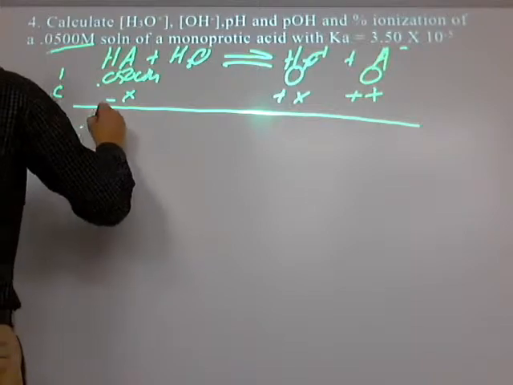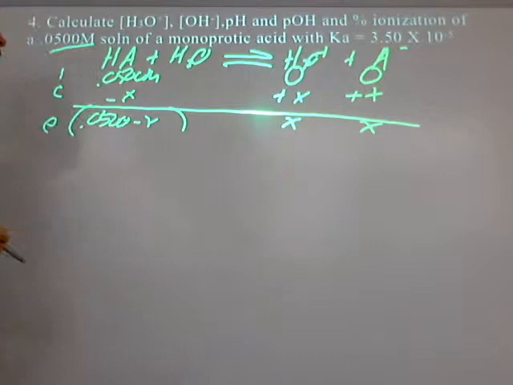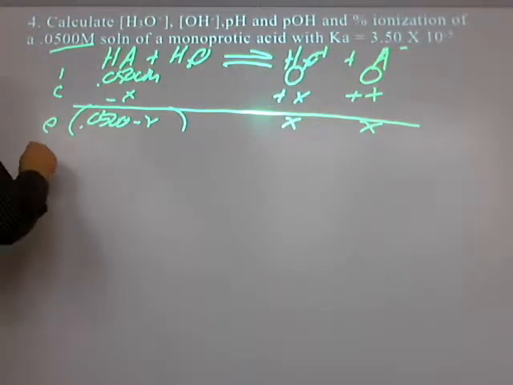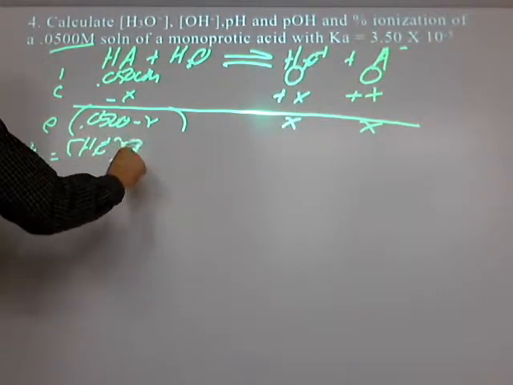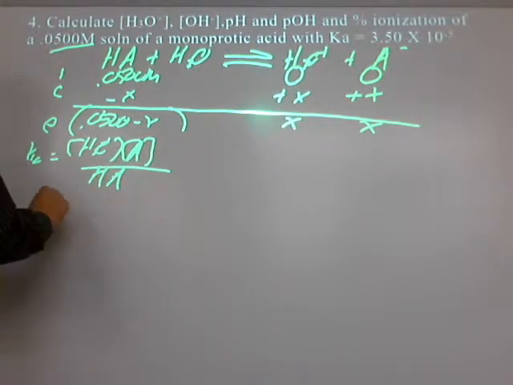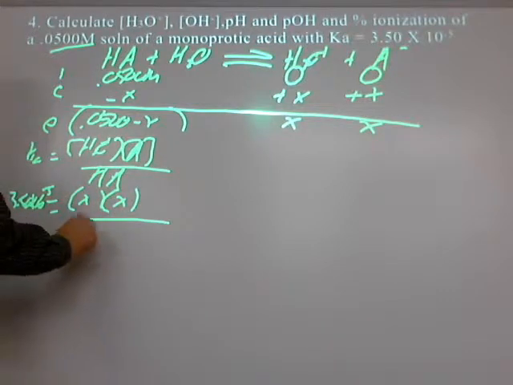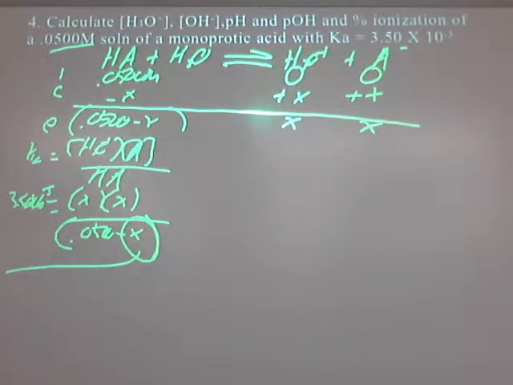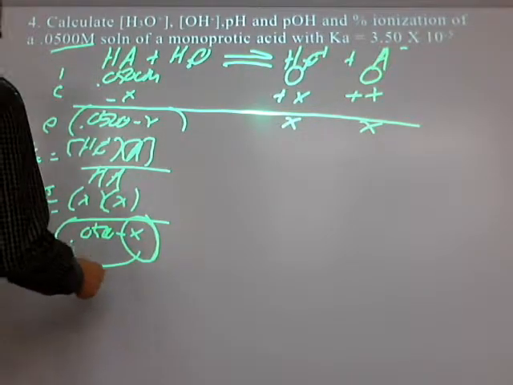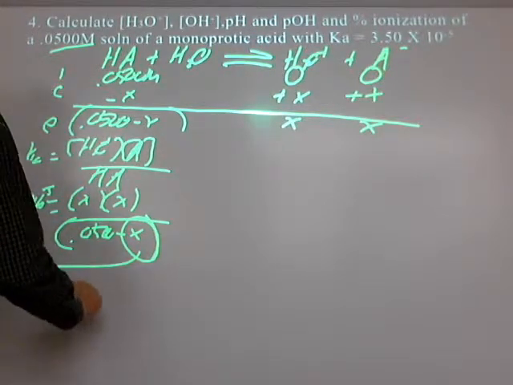ICE. This time, of course, I'm given Ka. It's 3.5 times 10 to the negative fifth. So Ka equals hydronium times the A over HA. So it's 3.50 times 10 to the negative fifth equals X times X over 0.0500 minus X. That's where I can use a simplifying assumption. I just get rid of him. And basically I'll get X squared over 0.05 equals 3.5 times 10 to the negative fifth. What does X come out to be?